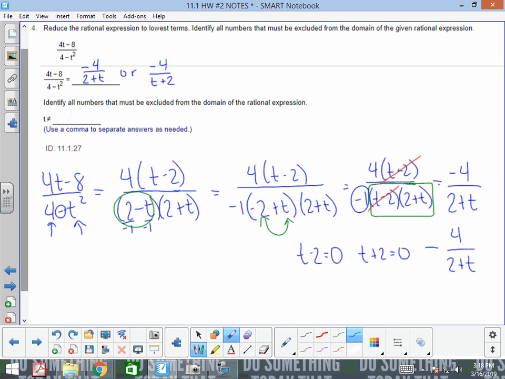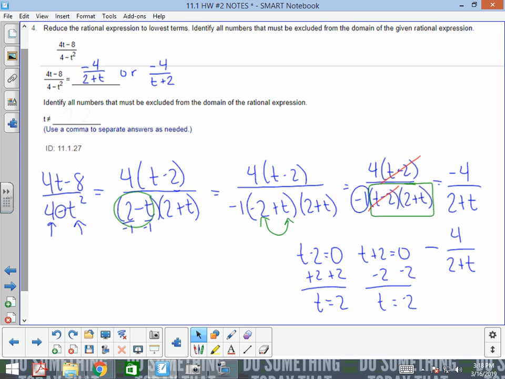Now again, don't worry with the negative 1 because it doesn't have a variable. We're just looking at the exclusions for expressions that have variables. So my two exclusions are -2 and +2. All right, so that's what opposite factors look like and how to simplify whenever you have opposite factors.